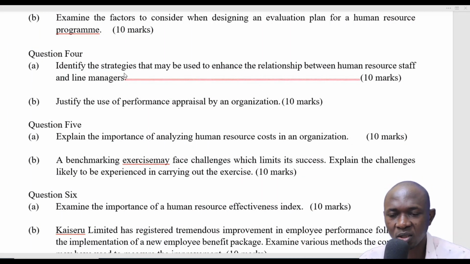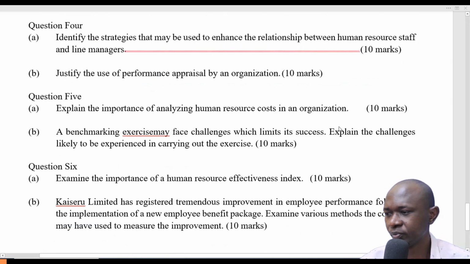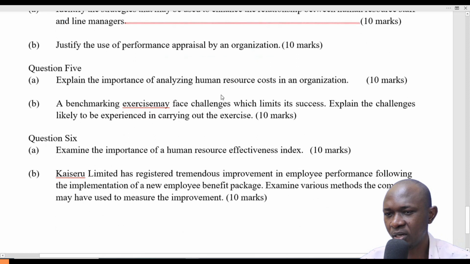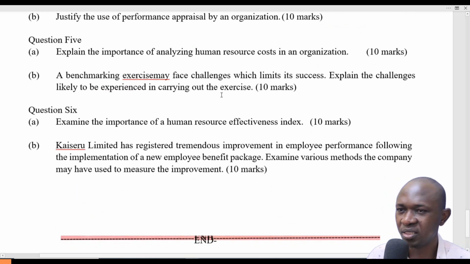Okay, welcome class. This is a paper that was done on 1st December 2021, and it's human resource accounting. We are going to do question 5 of that paper, the paper done on 1st December.